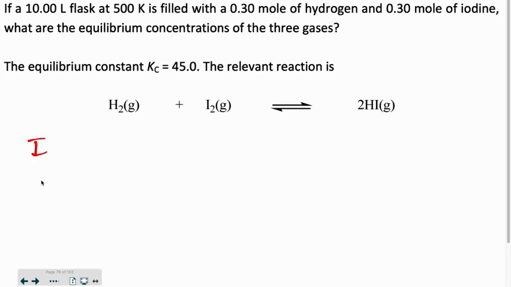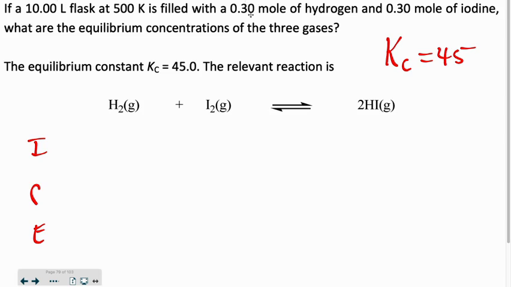Once again, I am going to set up my ICE table here. So notice here, they did not give me the equilibrium concentration of reactants or products like they did in the last question. They did give you the Kc though. They said the Kc is 45. So here's what they're saying. They give you the initial concentration of these guys.